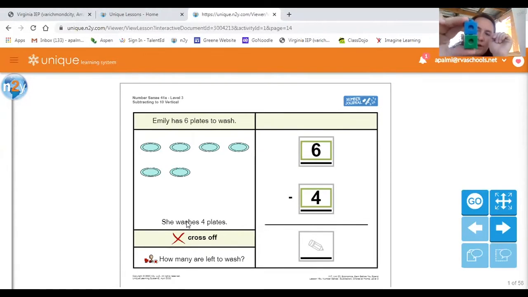So you can use your fingers to count how many do we have left. 1, 2. Beautiful job. Can you find the number 2 on your keyboard and help me type it in? Awesome job. So that is how we're going to do our strategy for subtraction, okay? So let's try another problem.